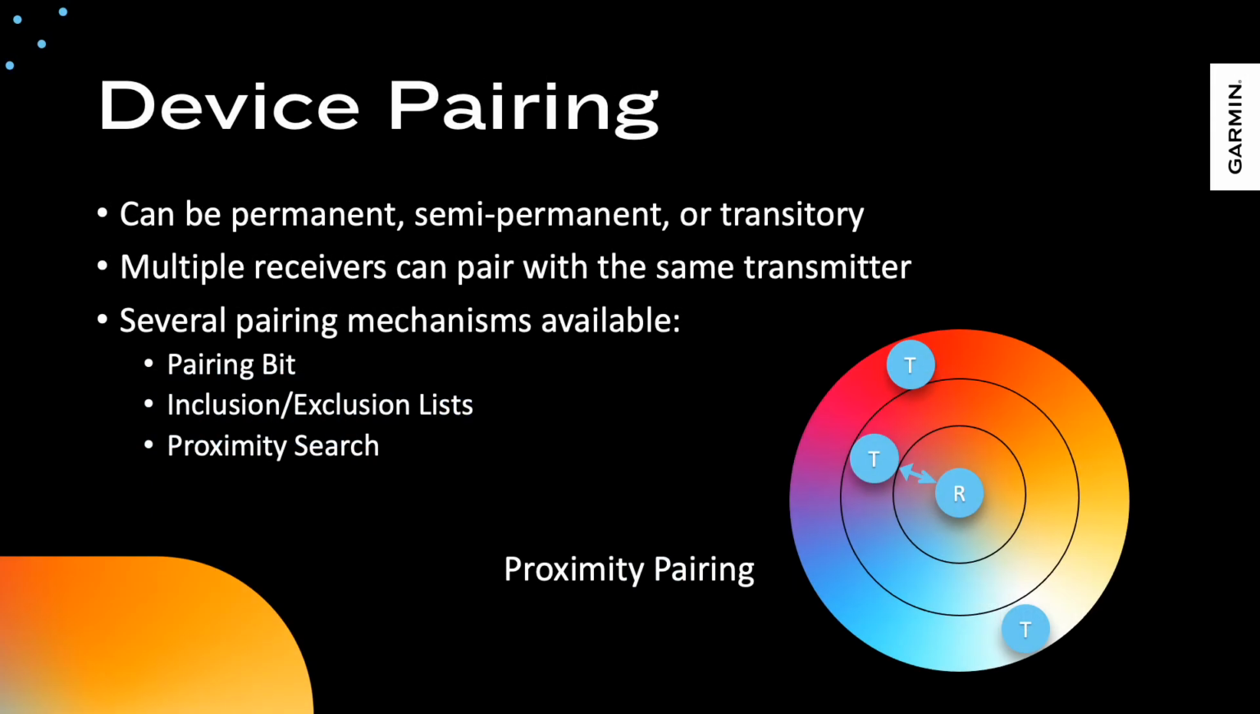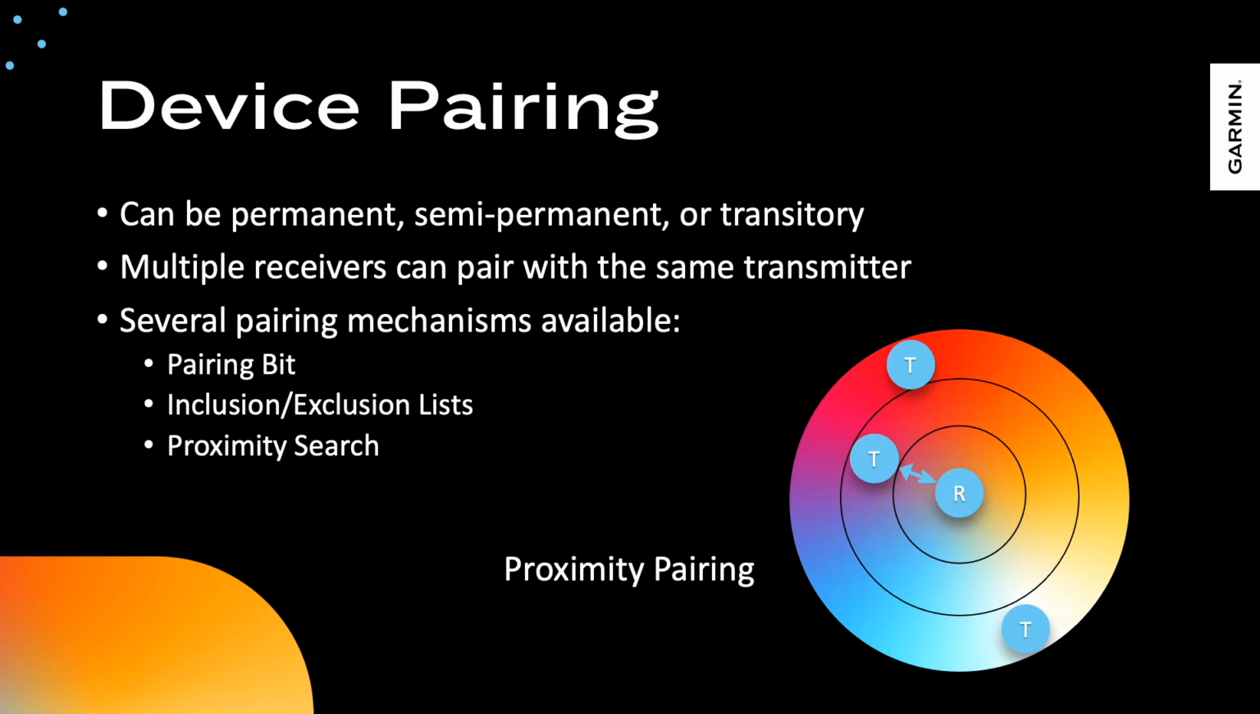The last topic we'll be going over in this section of the presentation is device pairing. In ANT, pairing involves establishing a relationship between two nodes that wish to communicate together. To pair, a receiver node acquires the unique channel ID of the transmitter node. ANT provides a lot of flexibility in the pairing process. Connections can be permanent, persisting across dropped connections and device power cycles, or transitory, where the connection only lasts for as long as the receiver device needs to be connected. There are also several built-in mechanisms designed to facilitate pairing across a variety of use cases. These include the pairing bit, inclusion and exclusion lists, and proximity search.